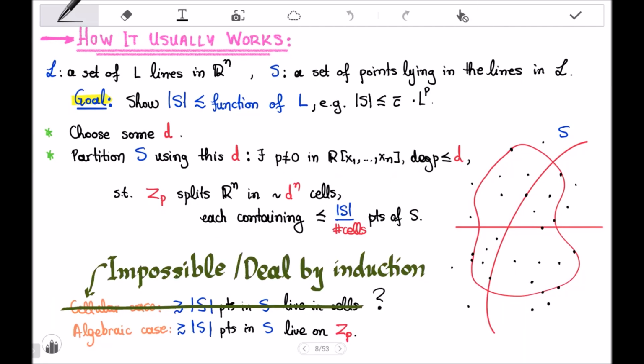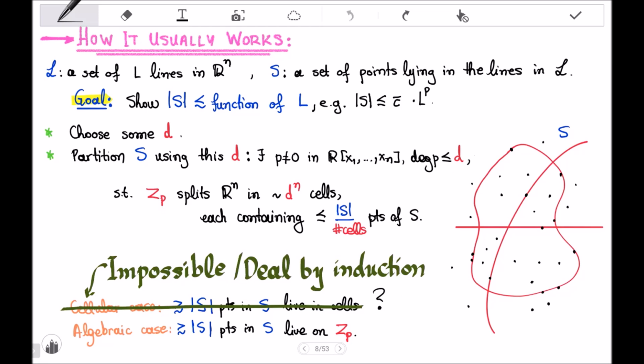And it's quite standardized how to deal with the cellular case. In principle, you either show it's impossible or you deal with it by induction, say, on the number of lines. Induction doesn't always work, but if it does, that's great. When I say that the cellular case will be impossible, I mean that the degree that we will eventually run this with will be so big, not too big, but so big, that the variety will have enough complexity to engulf most of our points, and therefore the points won't be clustering inside the cells.